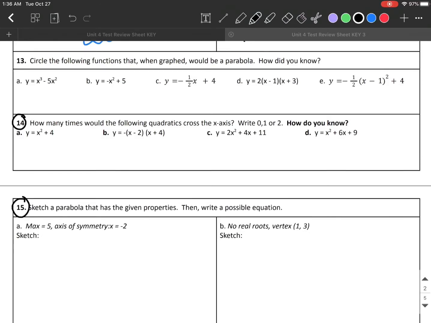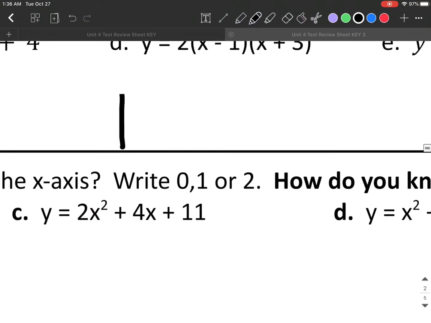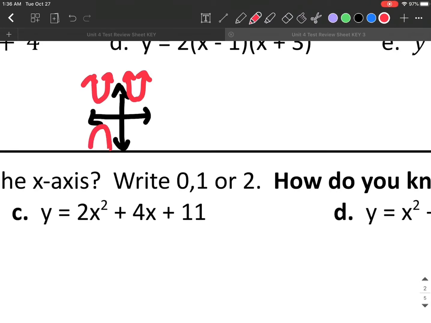So I want to write 0, 1, or 2, and then I want to talk about how do I know. Well, for zero solutions, my graph is going to look something like this. Not always exactly like this, but it's not going to touch the x-axis at all. So it could be there, it could be here, as long as it's not touching the x-axis. That's confusing, so I'm going to delete all of that except for one. Okay, when I have this, that means I have no real roots. So that's no real roots for 0.